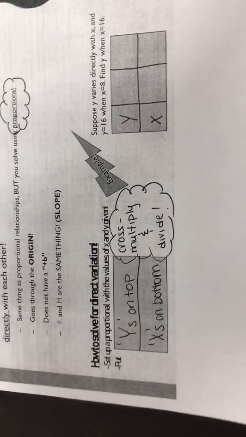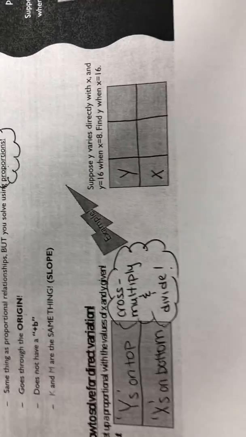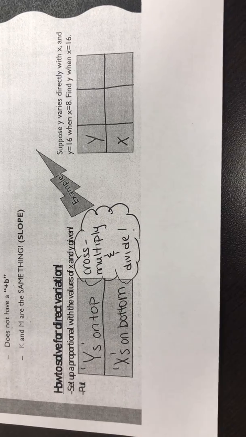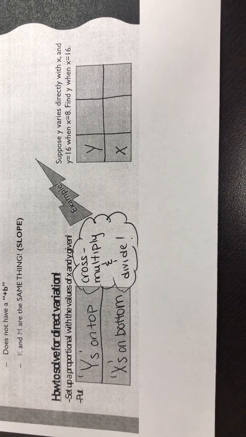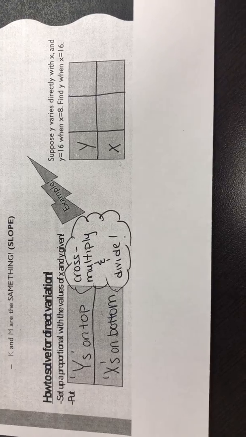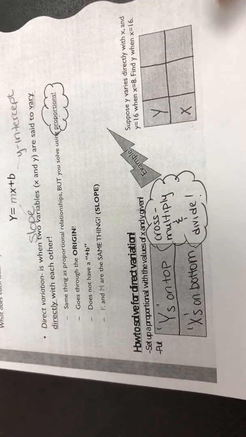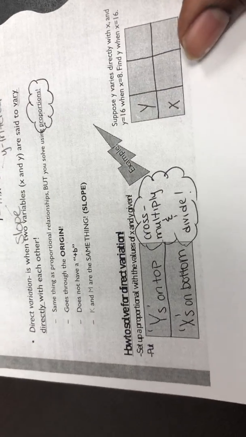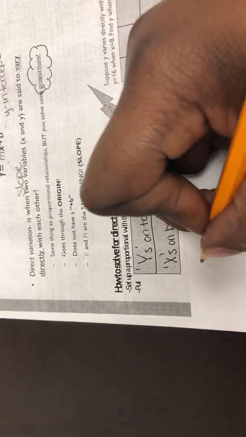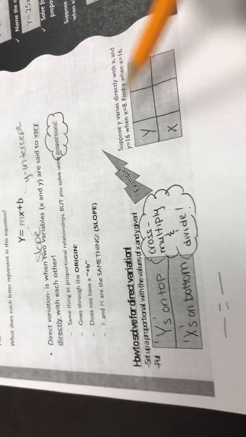All right, so next step, how to solve for direct variation. We have to set up a proportion with the values of the x and y's that are given. You have to make sure you put the y's on top and your x's on the bottom. After that, you just cross multiply and divide. So whenever we're dealing with direct variation, instead of using this proportion setup like this, I like to use this little box setup.